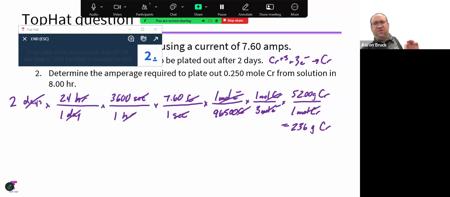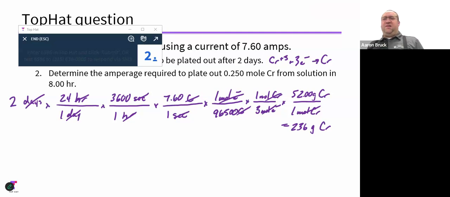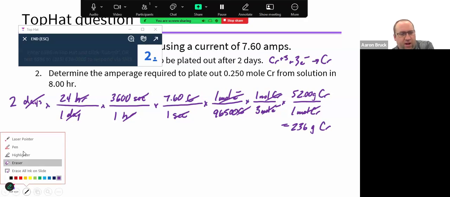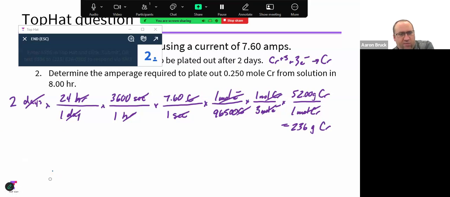All right, so for a question like number 2, like I said, everybody seemed to follow the pattern with number 1. It was pretty much the same, only we had to extend it one step further out in the time dimension because we had to turn days into hours first. But when we're asked to calculate current, the trick is understanding, what does that mean? Well, what it means is I need coulombs per second. That's what amps are.